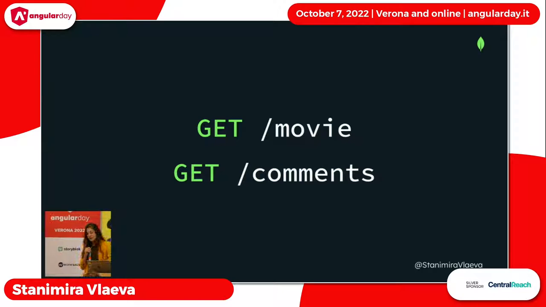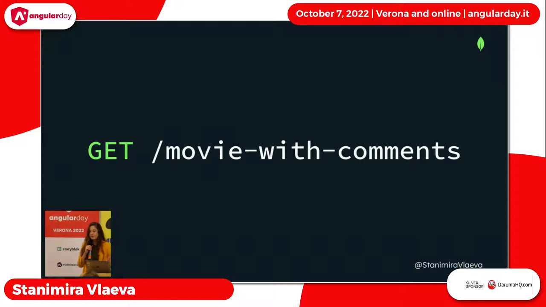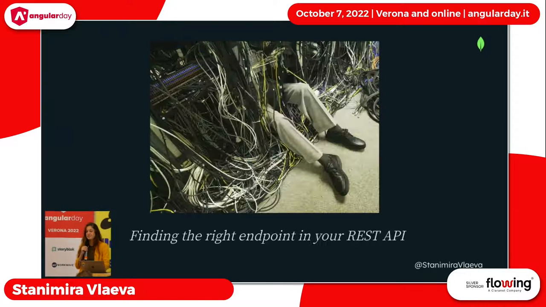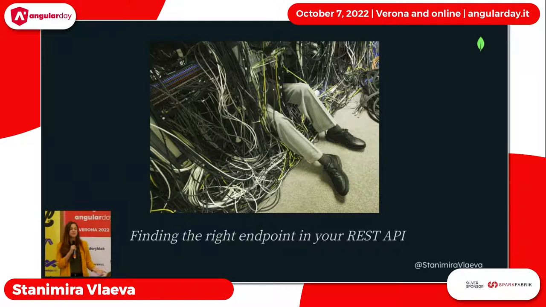So you decide, OK, I will optimize that. And I will create a new endpoint called movie with comments. And over time, after a few iterations, after a few releases, you end up with one really, really big REST API. And your front-end developers start to suffer because they find it really hard to find the correct endpoint to use in their client applications.